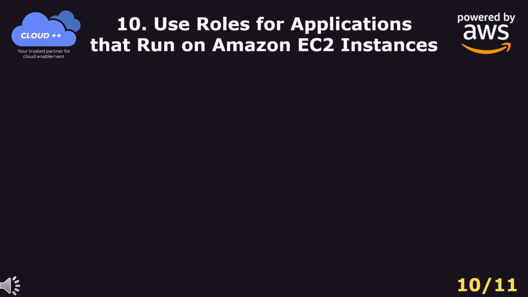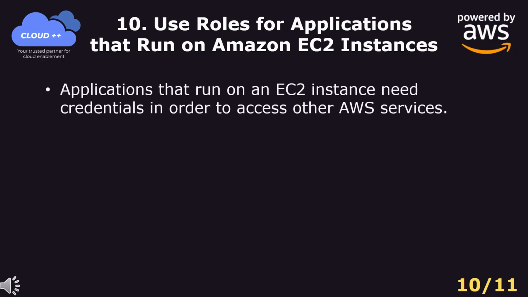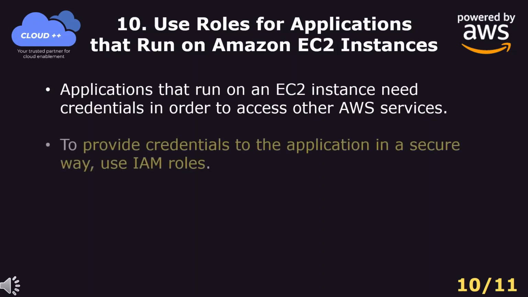Use roles for applications that run on Amazon EC2 instances. Applications that run on an EC2 instance need credentials in order to access other AWS services. To provide credentials to the application in a secure way, use IAM roles.